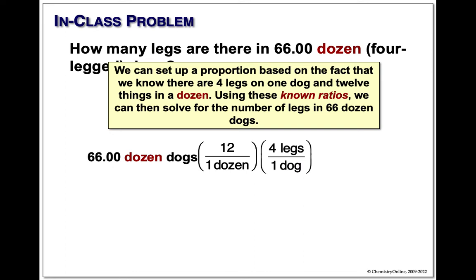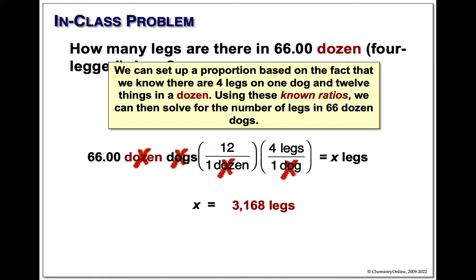Likewise, we have to put dog in the denominator. 4 dogs, 4 legs, 1 dog, whatever. Dozens and dogs cancel. 66 times 12 times 4 gives us legs. Do the simple math. 3,168 legs. Okay.